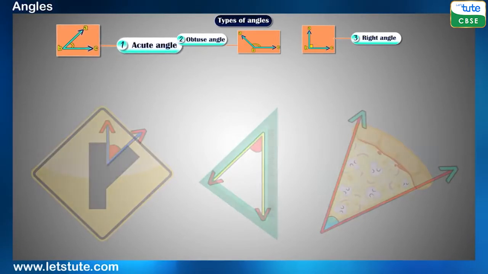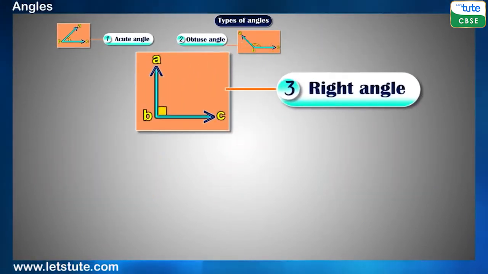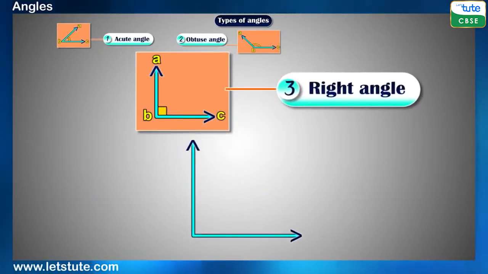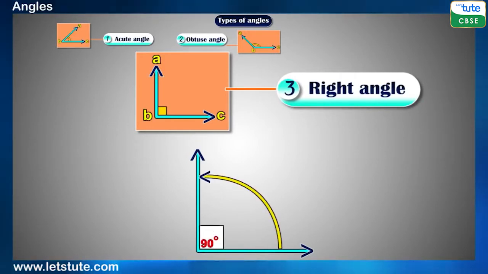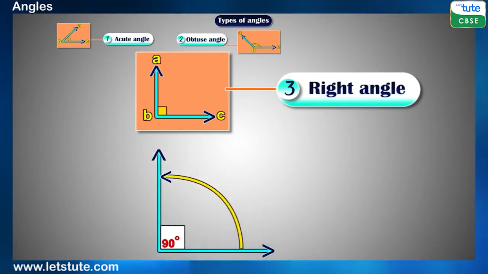The next type of angle is called a right angle because the measure of the angle is 90 degrees. And based on this angle, you will learn a very important concept of trigonometry.